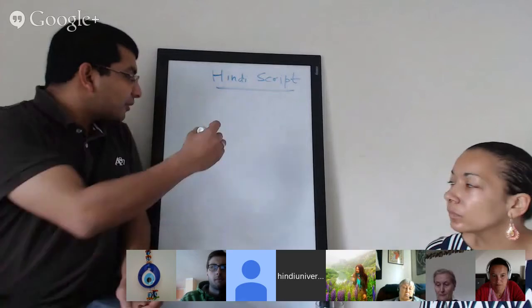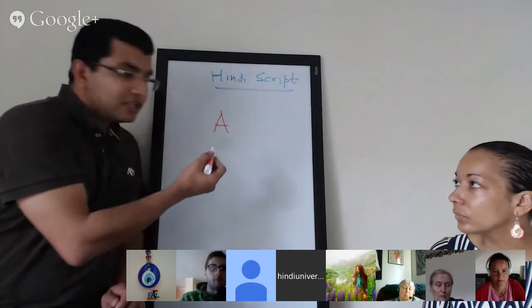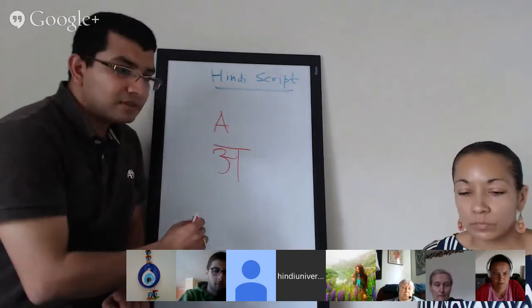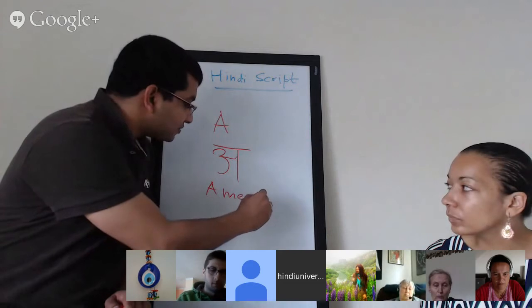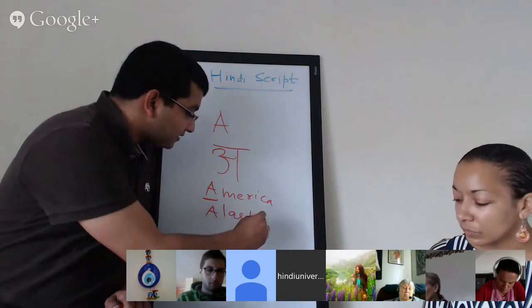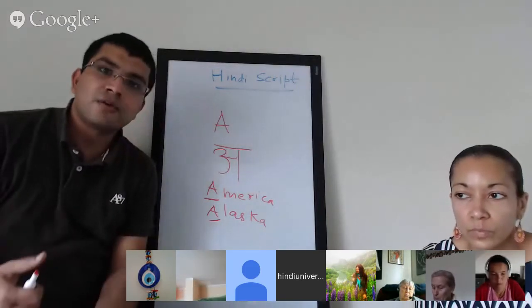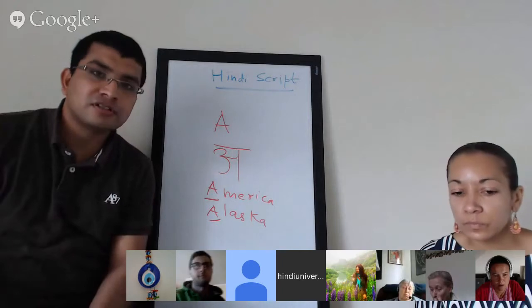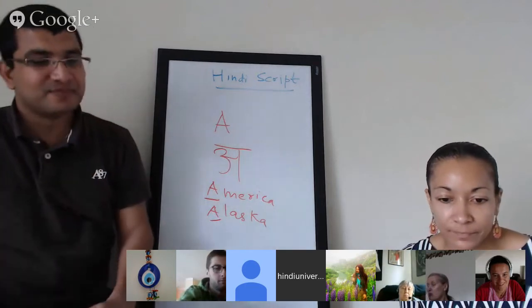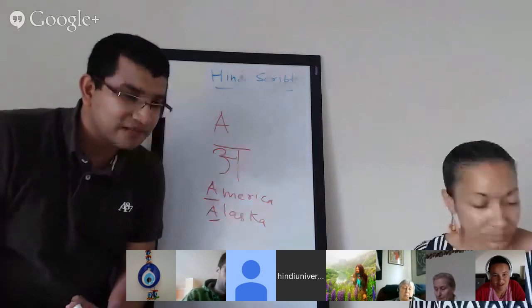So right now we're talking about the first letter in Devanagari. The vowel is known as A. And we usually write it like this. As we mentioned in the example, A as in America. When you say America, there is an A sound in it. When you say Alaska, there is an A sound in it as well. Can you think of any other words that have an A sound in it? Feel free to write on the chat box. Don't be shy. We'll give a few more seconds to see if people would like to write.